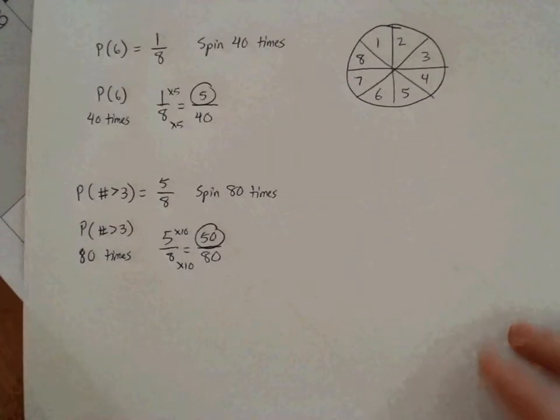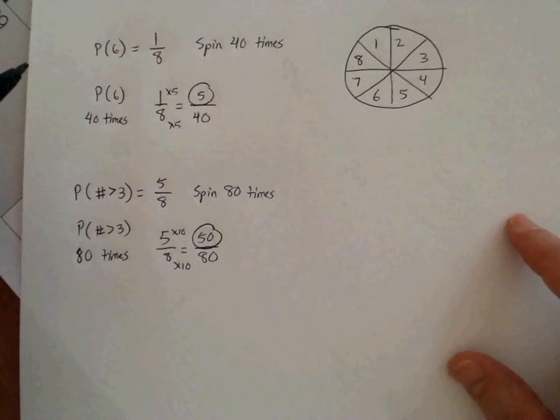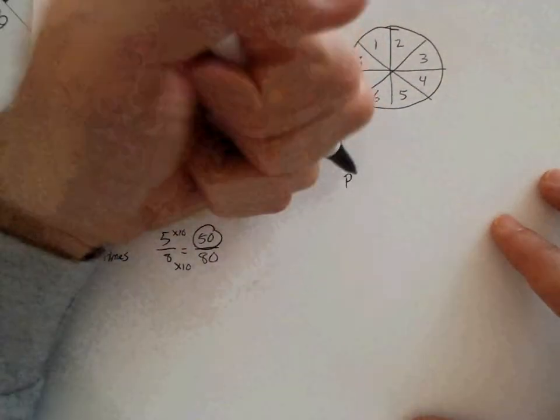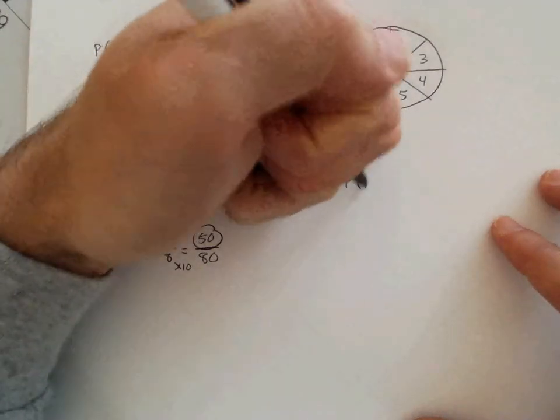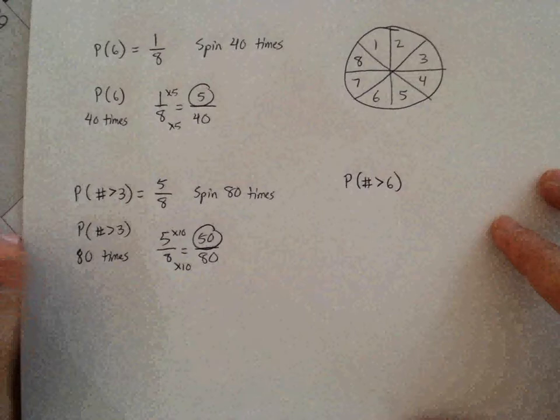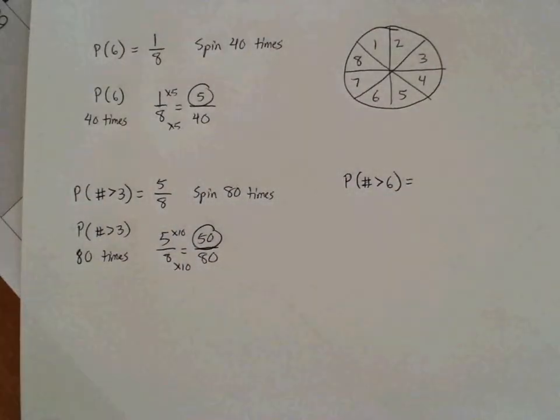Now, let's let you see how you do on one. Let's use that same spinner again. Let's say, okay, for you, let's go with the probability of getting a number greater than 6. So first things first, take a second and find that probability. So pause the video and get that probability.